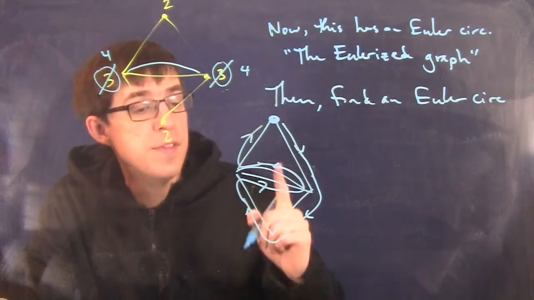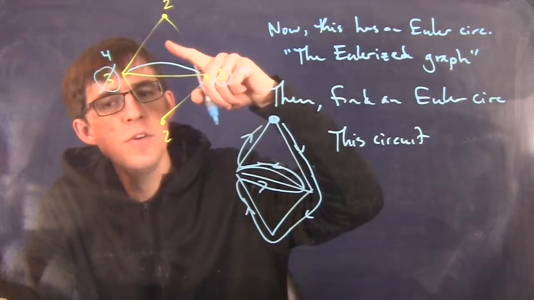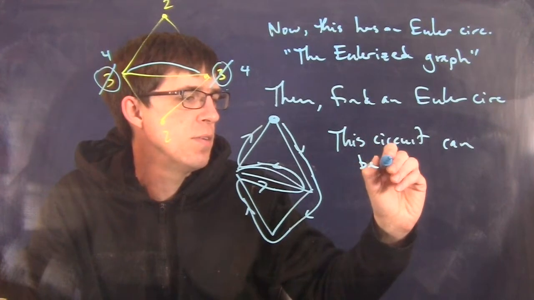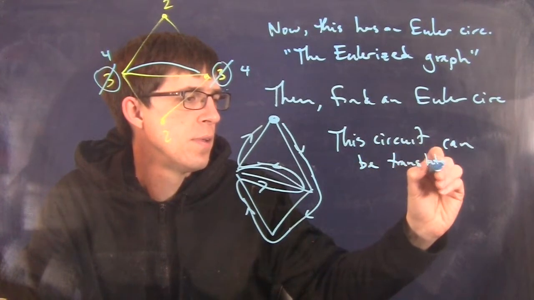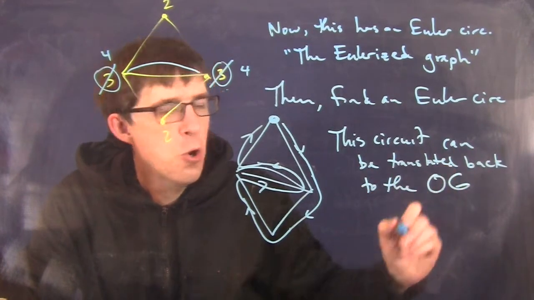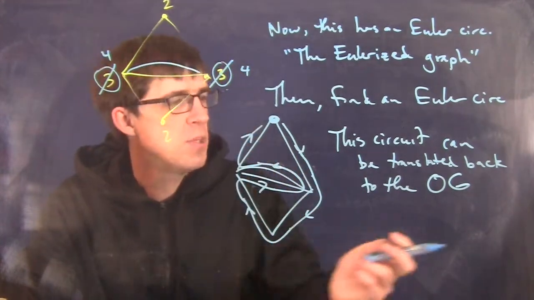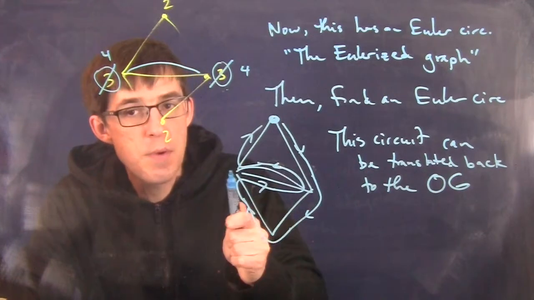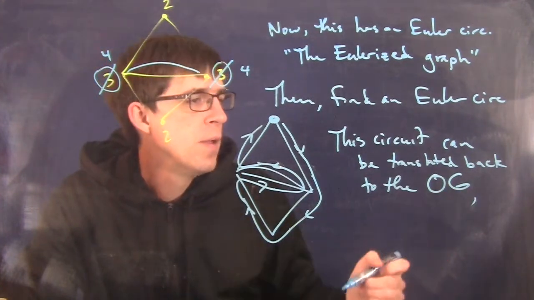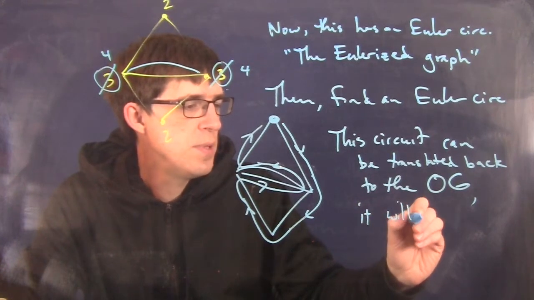But this circuit, because I didn't create any new edges, I just doubled ones which already existed, can be translated back to the original graph. The original graph, the OG, that's what that stands for, right? This circuit that I drew here on the Eulerized graph can be translated back to the original graph. It's just going to have to repeat this edge. It did this edge twice, which was only one edge in the original graph. So this circuit can be translated back to the original graph, and I'll just say it will repeat some edges.